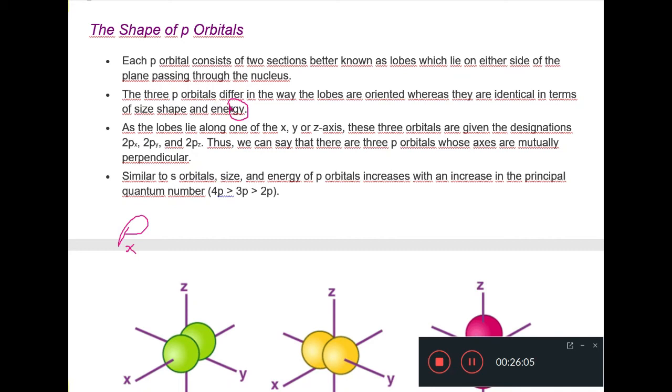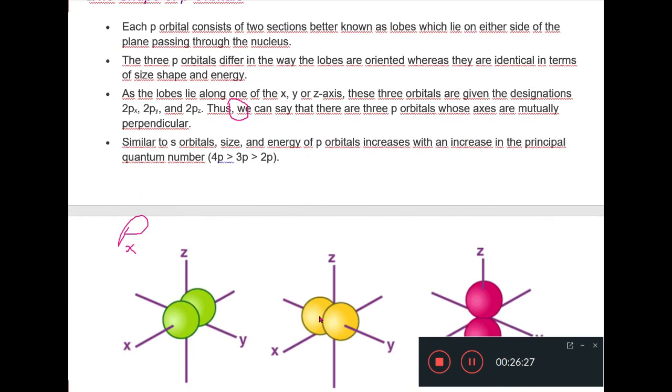The 3 p orbitals differ in the way the lobes are oriented, meaning the 3 orbitals are differently oriented in space. They are identical in terms of size, shape and energy. This one and this one, the 3 orbitals, have the same shape, size and energy. That's why they are also called degenerate orbitals.